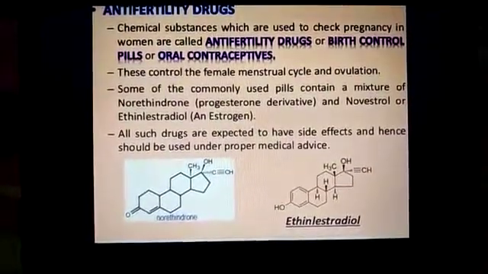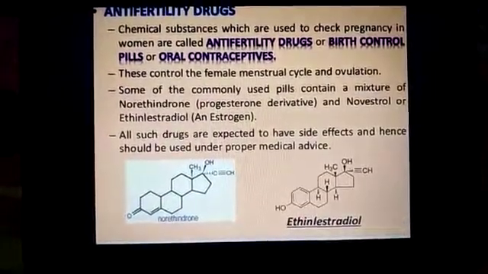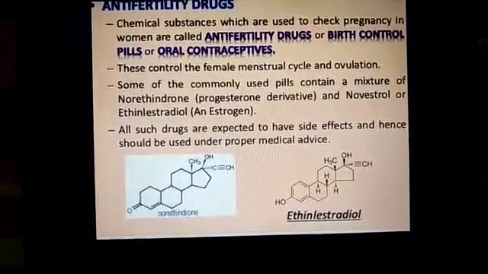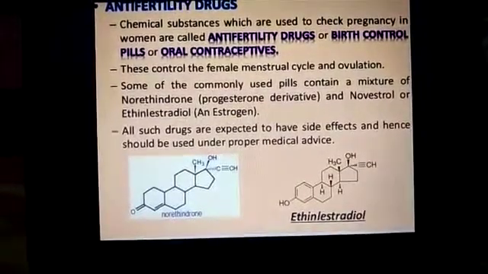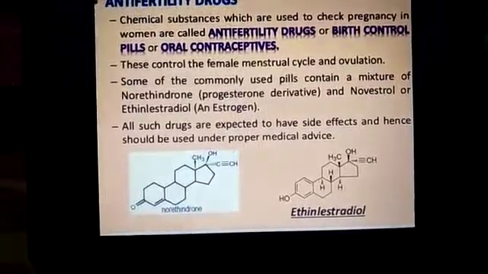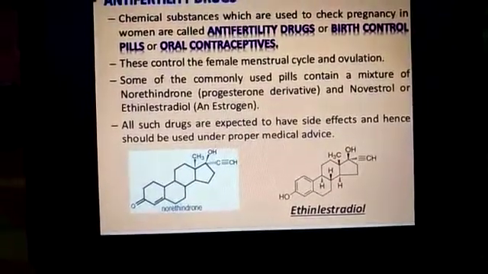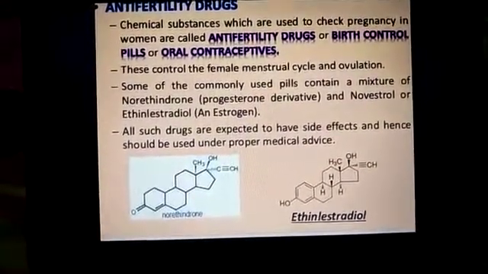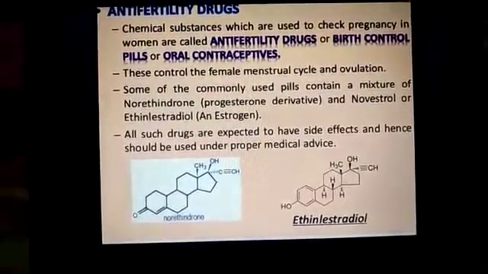Antifertility drugs. The chemical substances which are used to check pregnancy in women are called antifertility drugs, birth control pills, or oral contraceptives. These control the female menstruation cycle and ovulation. Some of the commonly used pills contain a mixture of norethindrone and ethynylestradiol. All such drugs are expected to have side effects and hence should be used under proper medical advice only.